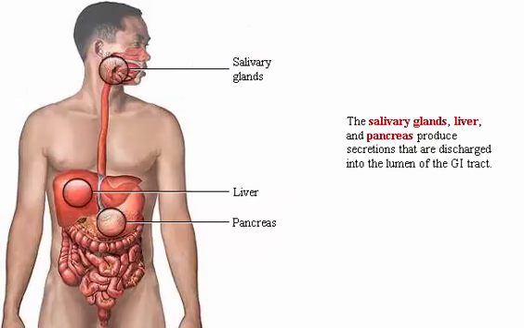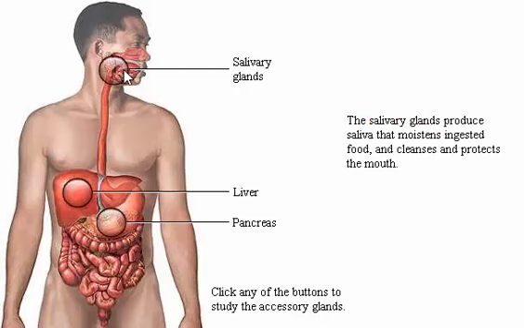The salivary glands, liver and pancreas produce secretions that are discharged into the lumen of the GI tract. Click any of the buttons to study the accessory glands. The salivary glands produce saliva that moistens ingested food and cleanses and protects the mouth.